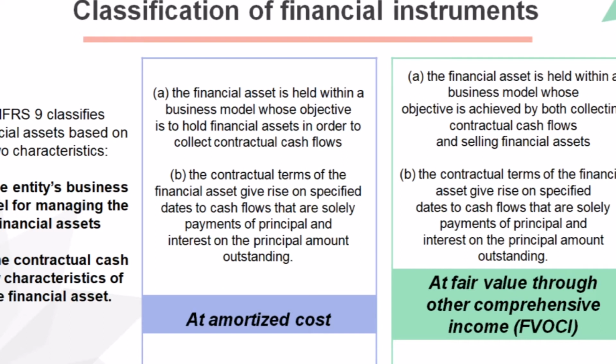Okay, next, a financial asset shall be measured at fair value through other comprehensive income if both of the following conditions are met. The first condition is the financial asset is held within a business model whose objective is achieved by both collecting contractual cash flows and selling the financial asset. The second condition is the contractual terms of the financial asset give rise on specific dates to cash flows that are solely payments of principal and interest on the principal amount outstanding.